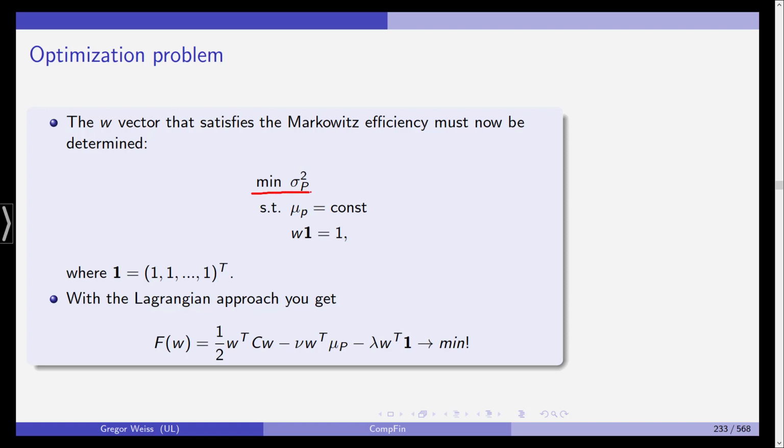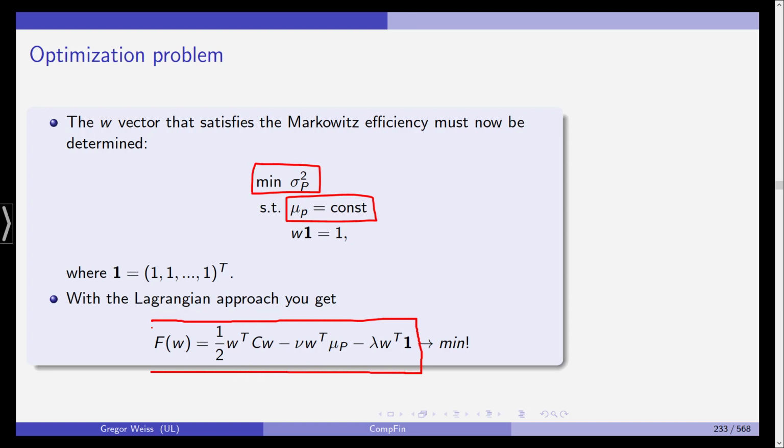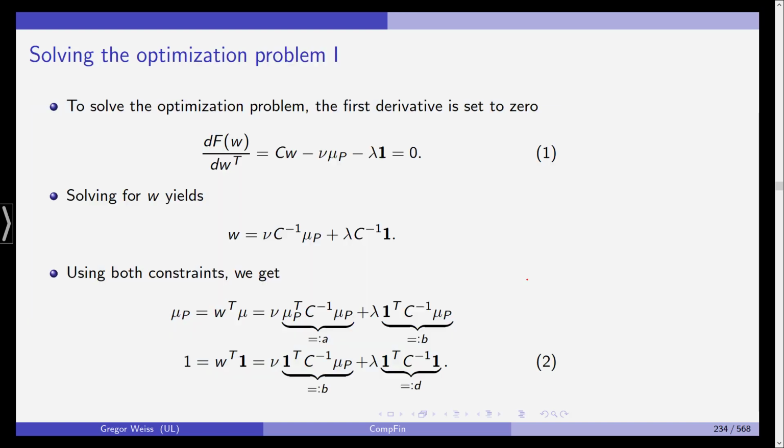So we are minimizing first our portfolio variance under the constraint that the portfolio mean return is fixed and that the weight vector adds to 1. Now with the Lagrangian approach, you get this function here, you include it in our target function, and we need to minimize this. Das ist also ein klassischer Lagrange'scher Ansatz. Sie nehmen einfach hier Nebenbedingungen, fügen die mit Lagrange-Variablen in die Funktion f hinzu und dann wird das Ganze minimiert.